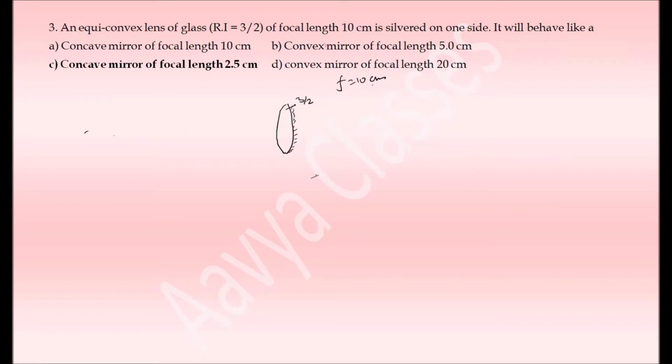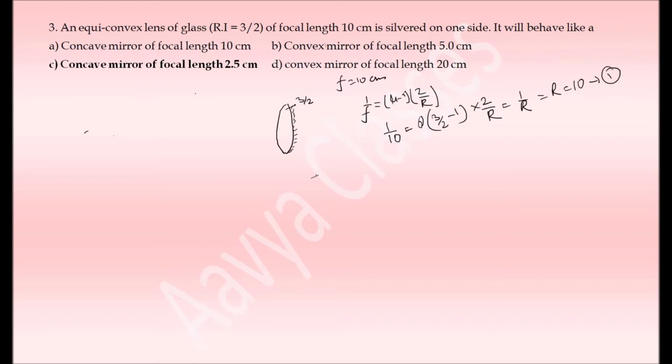So as the focal length is equal to 10 centimeter, if you apply the lens maker's formula, then 1 by f is equal to mu minus 1 into 2 by r. And from there we get 1 by f, that is 1 by 10, is equal to mu minus 1, that is 3 by 2 minus 1, into 2 by r. And from there we get 1 by r is equal to 1 by 10 and r is equal to 10. So this is our equation 1, and you have to calculate the focal length of the system.